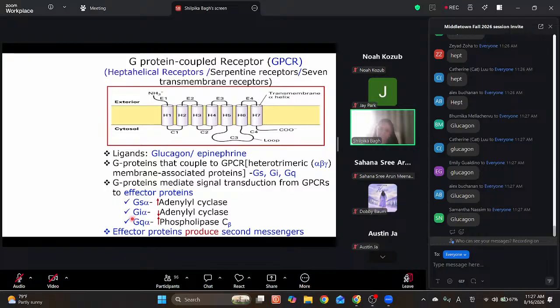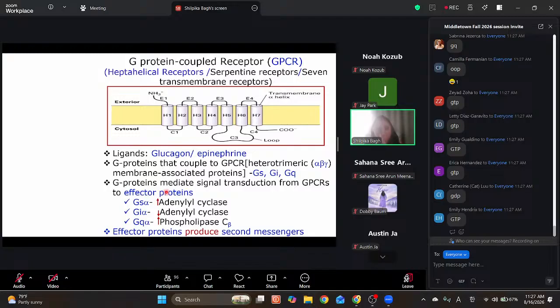I will tell you how to complete. Now tell me, is it GS or GQ? Which one of them, when active, will activate protein kinase C? GQ, exactly, not GS. GQ will activate protein kinase C. And when is GQ active? When bound to GTP or GDP? When are GS, GI, and GQ active? When bound to GTP.